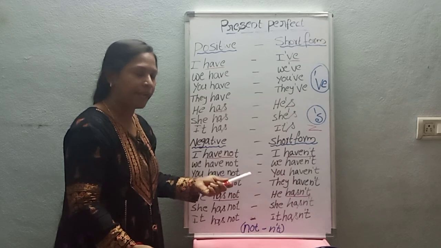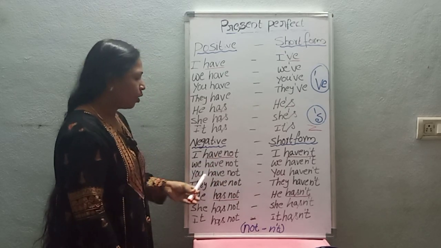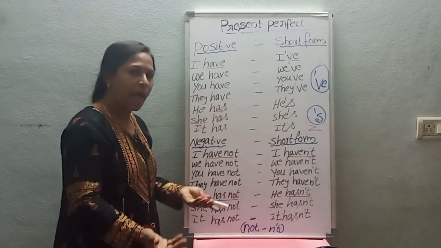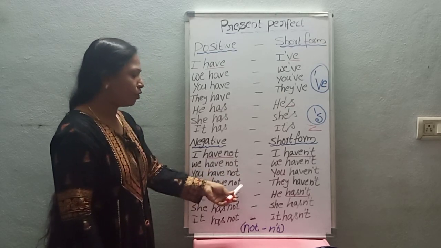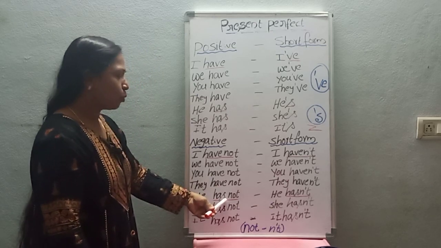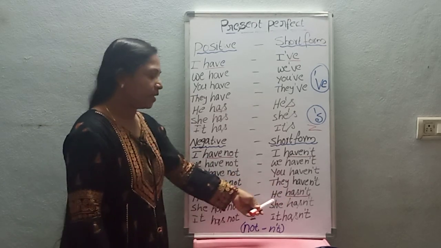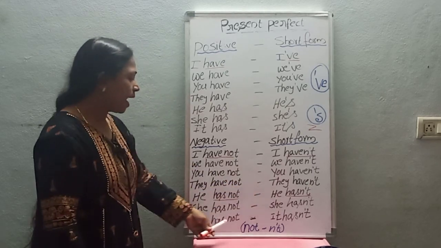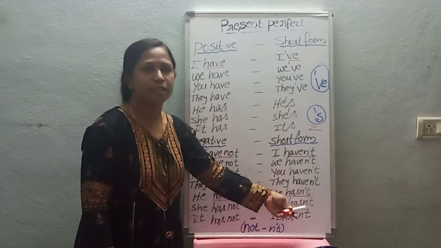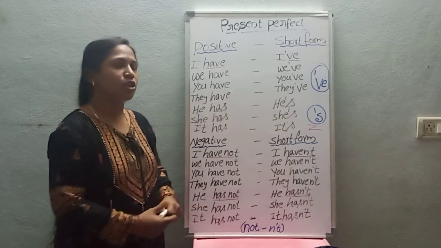So here in negative sentences, I have not played, I haven't played. We have not played, we haven't played. You have not played, you haven't played. They have not played, they haven't played. He has not played, he hasn't played. She has not played, she hasn't played. It has not played, it hasn't played. These are all the positive and negative sentences and their short forms.